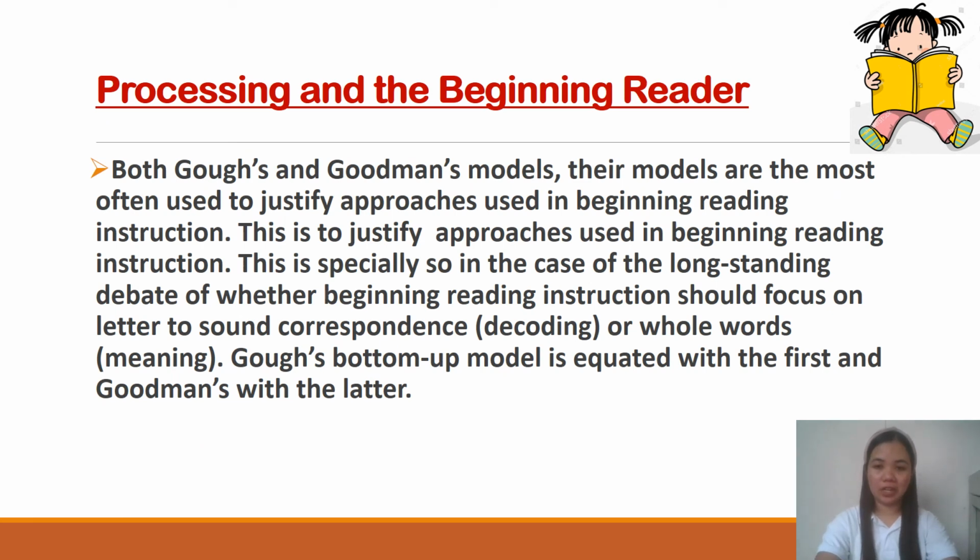Processing and the beginning reader. Both Goff's and Goodman's models are the most often used to justify approaches used in beginning reading instruction. This is especially so in the case of the long-standing debate over whether beginning reading instruction should focus on letter-to-sound correspondence, which is decoding, or whole words, which is meaning. Goff's bottom-up model is equated with the first and Goodman's with the latter.